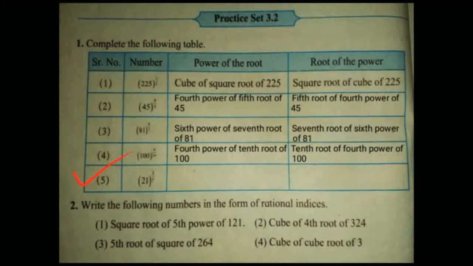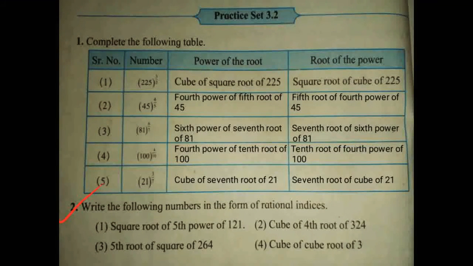Next, 21 to the power 3 upon 7. Power of the root column you have to write cube of 7th root of 21. Cube means power of 3. Index fraction on numerator. Root of the power column you have to write 7th root of cube of 21.